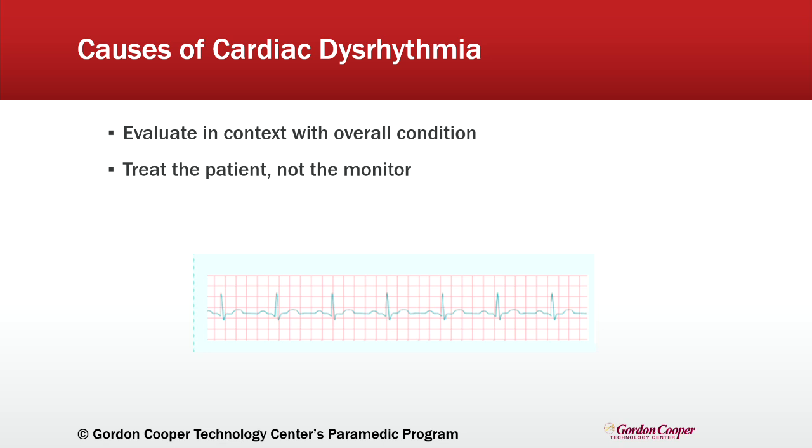So a key principle in managing these dysrhythmias is to treat the patient and not just the monitor. What that means is focusing on the patient's symptoms and overall health rather than solely relying on the rhythm displayed on the ECG. A patient might have an irregular heartbeat that doesn't require immediate intervention if they're stable and asymptomatic. But conversely, a patient with a normal rhythm who is showing signs of distress may need urgent care.